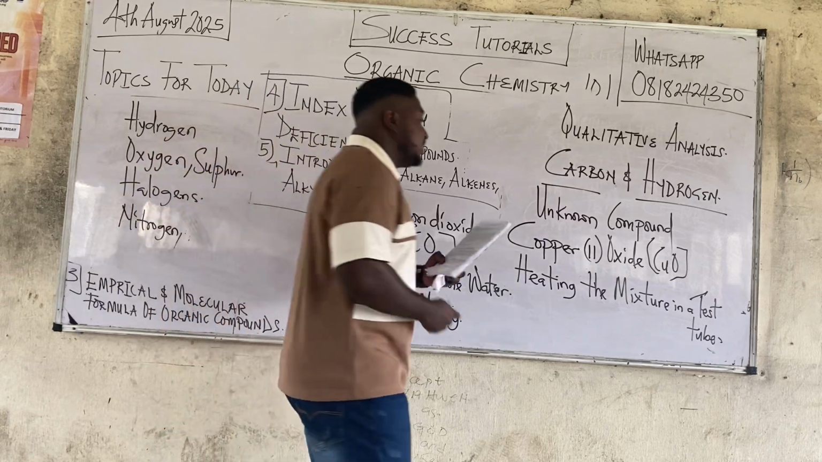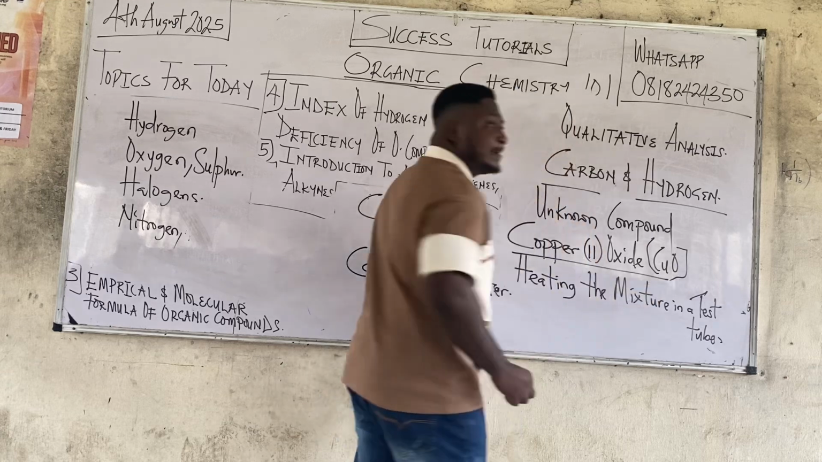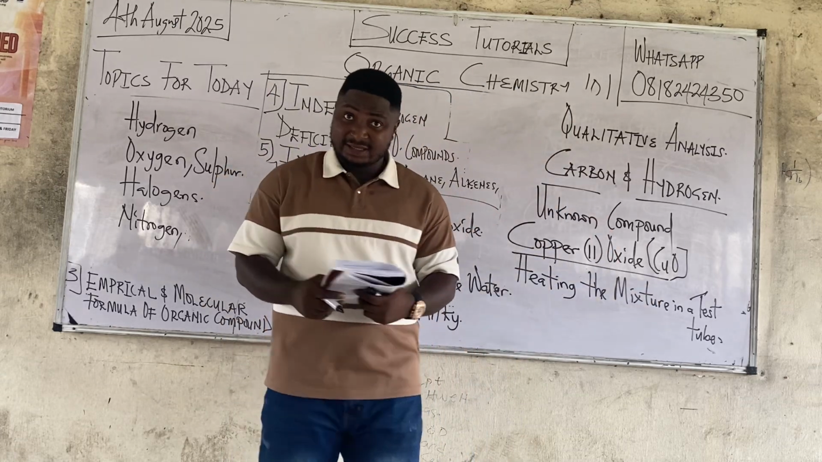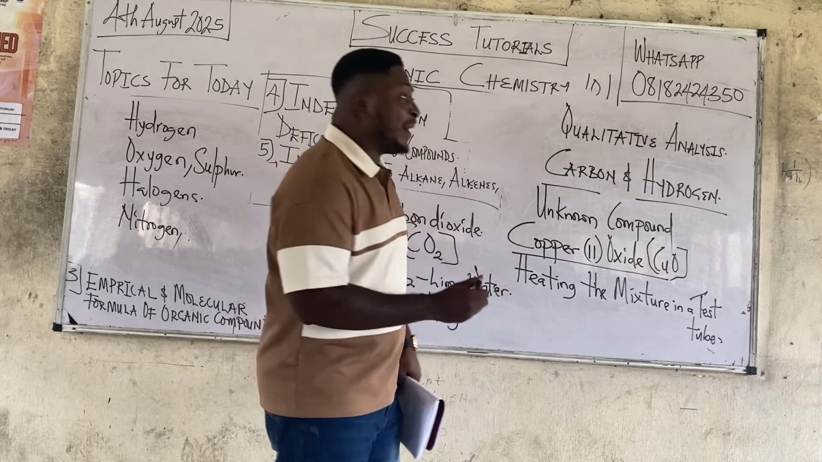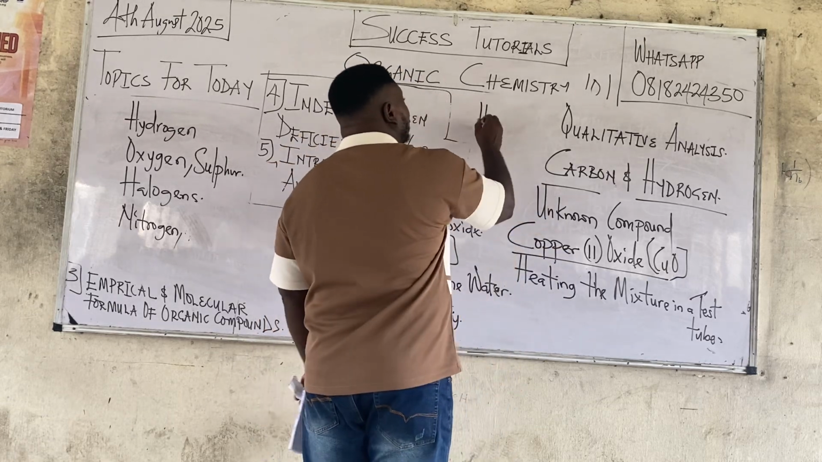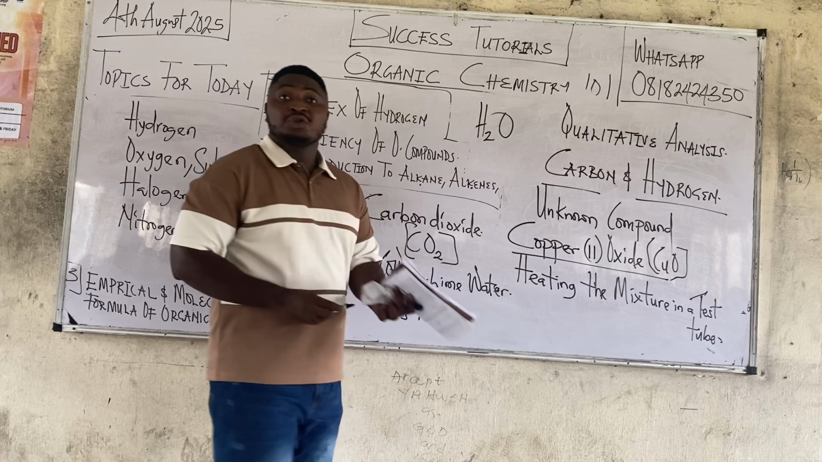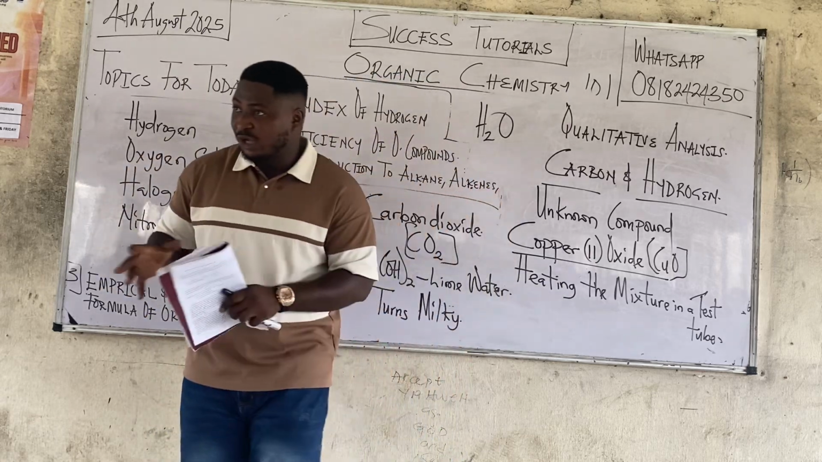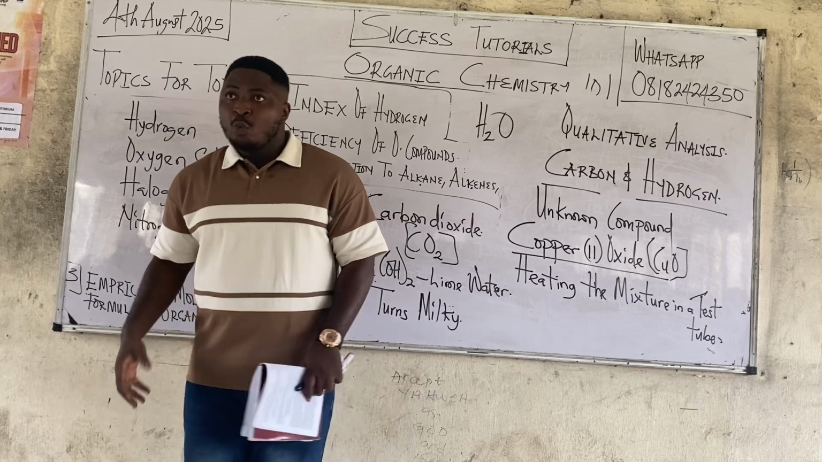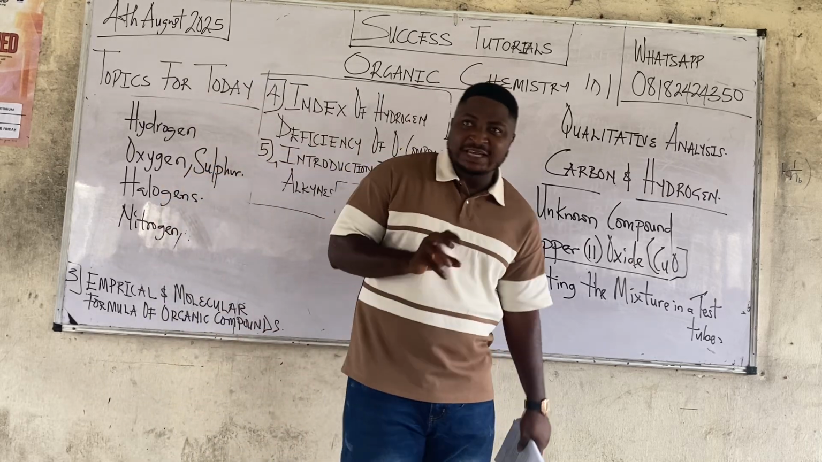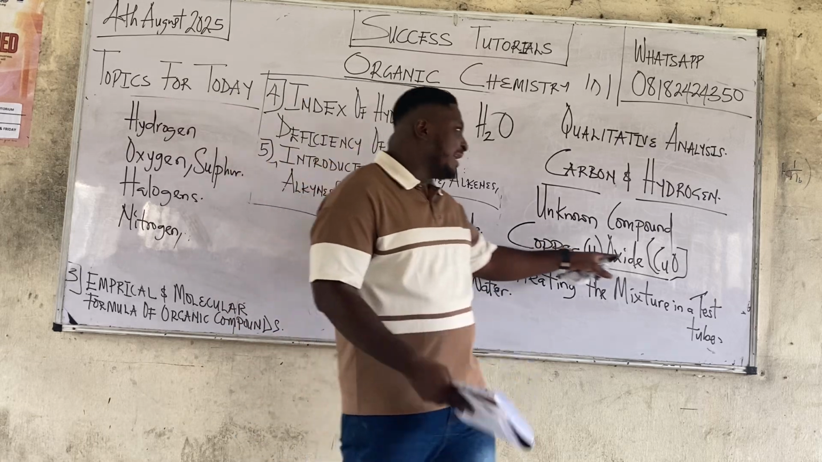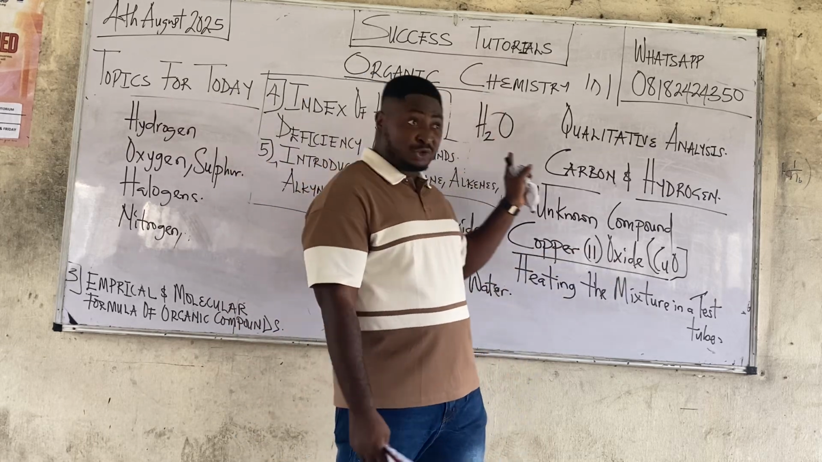Class, this same carbon, copper 2 oxide. Who remembers that copper 2 oxide causes carbon to be oxidized to CO2? If hydrogen is present in the organic compound, it will be oxidized to water, H2O. So while carbon is oxidized to CO2, hydrogen is oxidized to H2O. So this copper 2 oxide helps us bring out both carbon and hydrogen.